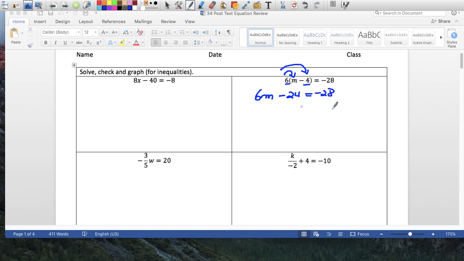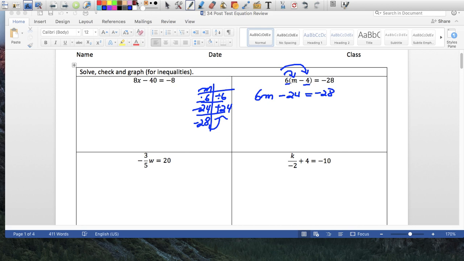So again, if you like, you can do the story. We have a variable m, which is being multiplied times 6 minus 24 equals negative 28. Going backwards, we're going to do inverse operation. The inverse operation of minus 24 is plus 24. And the inverse operation of times 6 is divide by 6.